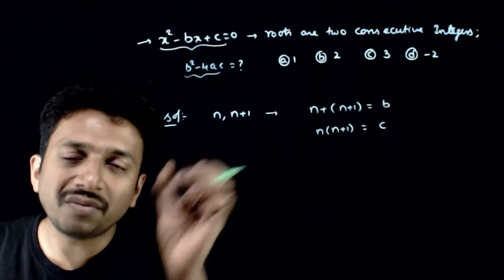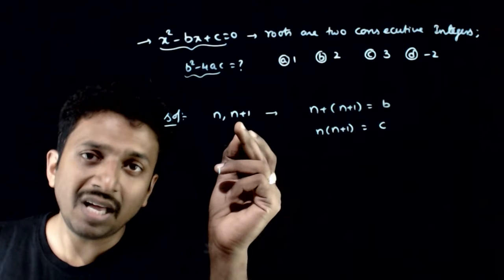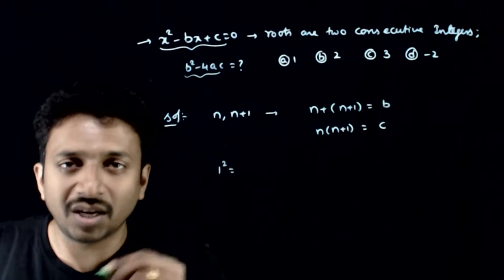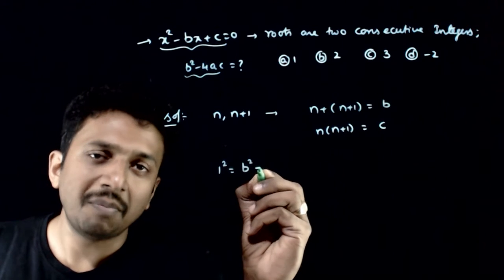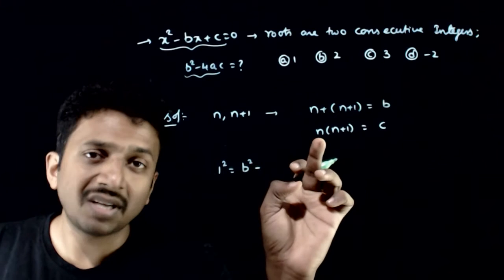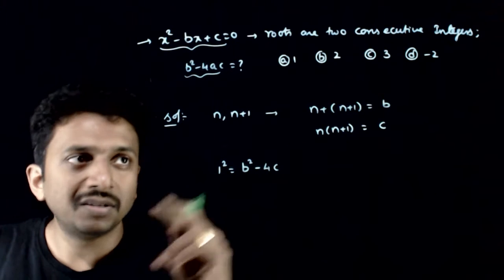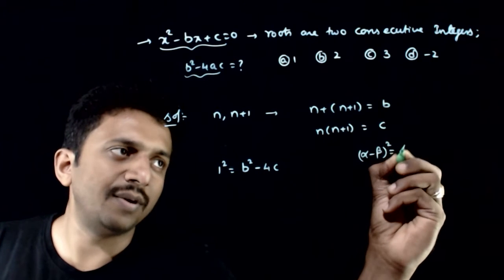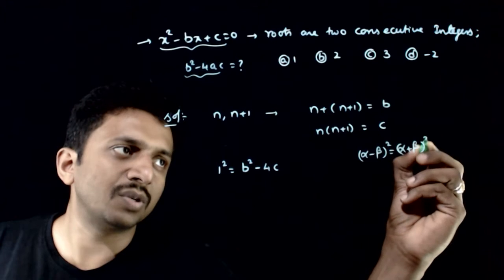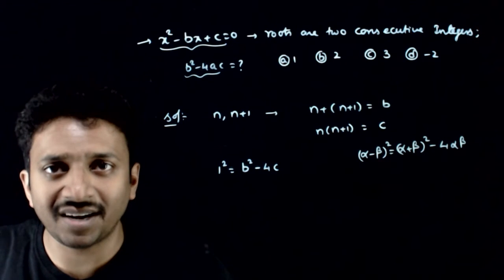And what is the difference of the roots? The difference of the roots is equal to 1. So alpha minus beta whole square is equal to alpha plus beta whole square, that is b square minus 4 times alpha into beta, b square minus 4c. So the difference between the roots, alpha minus beta whole square, is equal to alpha plus beta whole square minus 4 alpha beta. You know, this is a standard identity.